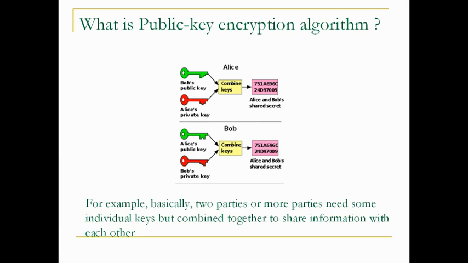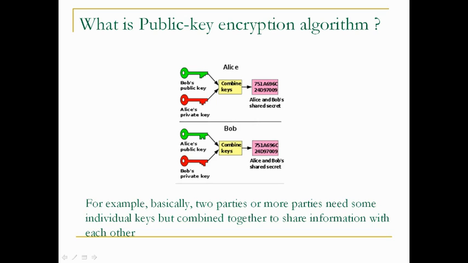Basically, you can imagine that you have two or more parties that each need individual keys but combine them together to share information with each other. As you can see on the graph, if Bob and Alice want to share some information, they need some kind of combination of their keys to actually get the information from each other. So that's what public key encryption means.